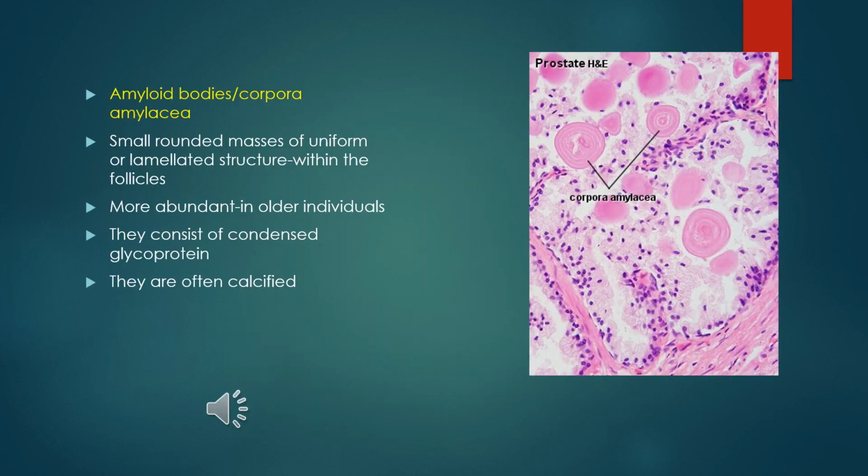Within the follicle, you can see the amyloid body or corpora amylacea. What is this structure? They are round masses of uniform or lamellated structure within the follicles. They are more abundant in older individuals. They consist of condensed glycoprotein and are often calcified. This is called the amyloid body.